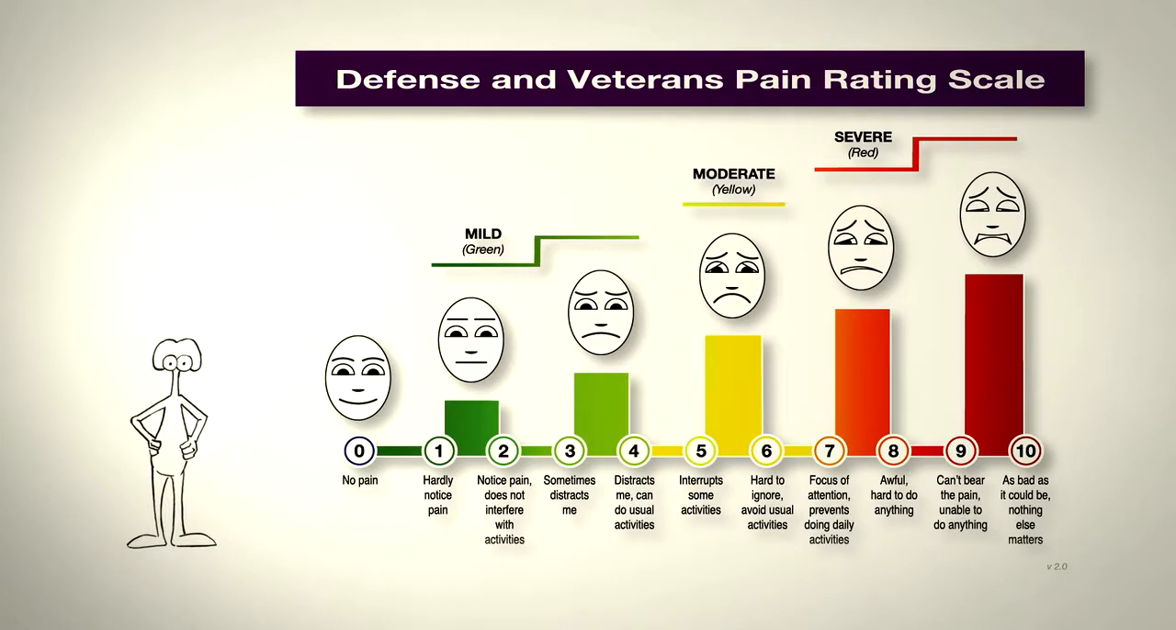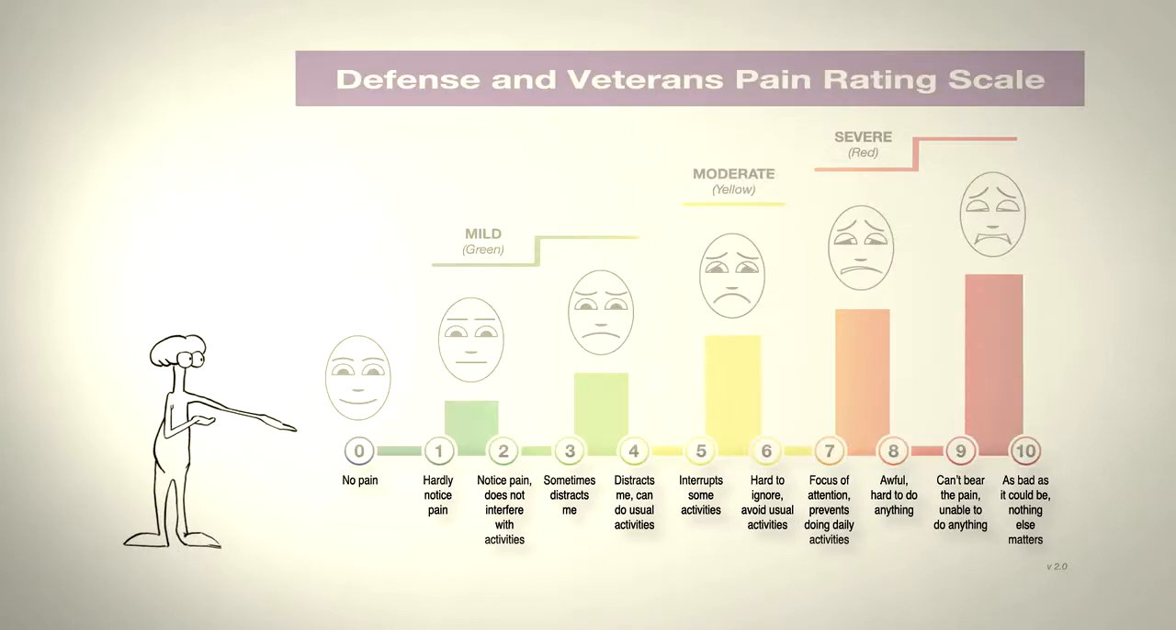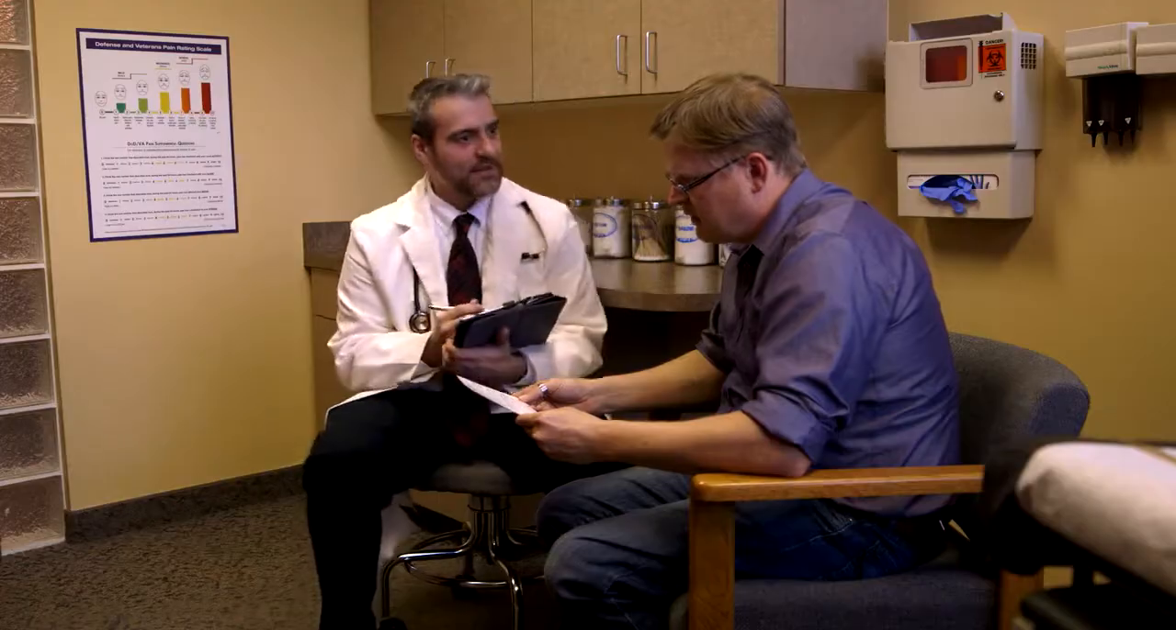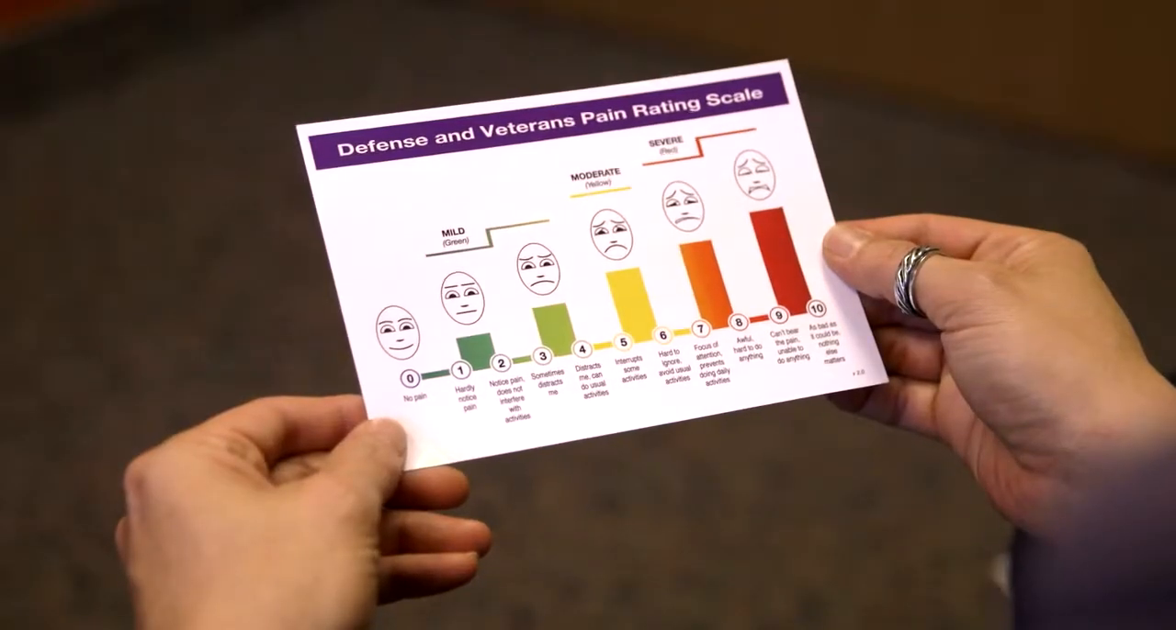Perhaps the single most important evolution on the DVPRS is the addition of functional language associated with the 0 to 10 numbers, anchoring the patient's experience of pain in terms of its level of functional disturbance. With the inclusion of these anchors, two things are accomplished. First, as both patients and providers become familiar with these functional anchors, the pain question has a greater clinical value, becomes easier to administer, and the recorded pain values will have greater meaning.